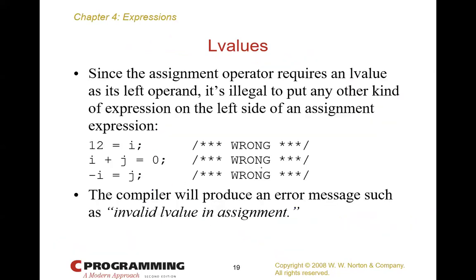Now, since the assignment operator requires an L value as its left operand, it is illegal to put any other kind of expression on the left side of an assignment operator like this. 12 is equal to i is wrong. i plus j is equal to 0 is wrong. Minus i is equal to j is wrong because of the minus operator. So the compiler will produce an error message such as invalid L value in assignment.